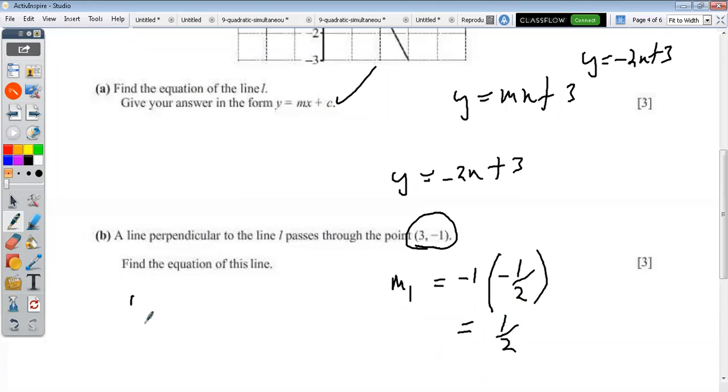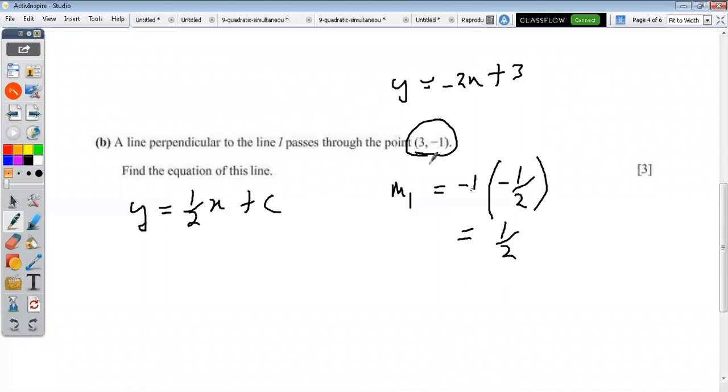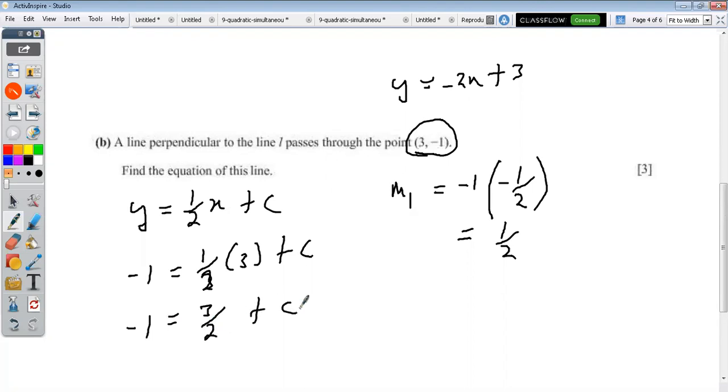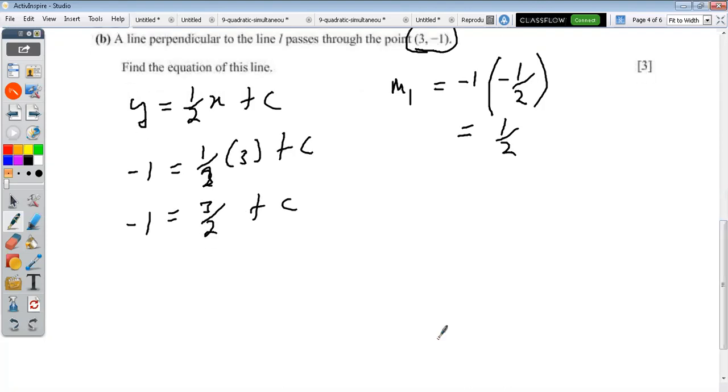So we now know that our equation is y is equal to half x plus c. Then we use this point because it's passing through that point. When x is equal to 3, y is negative 1. So I'm saying negative 1 is equal to half, brackets 3, plus c. So minus 1 is equal to 3 over 2, which is 1.5, plus c. Now take the 3 over 2 the other side. It's minus 1 minus 3 over 2 is equal to c.